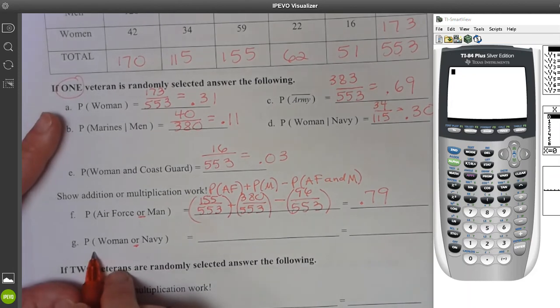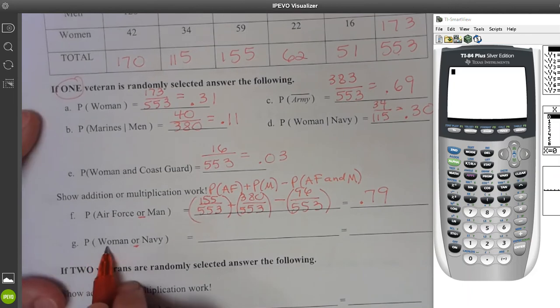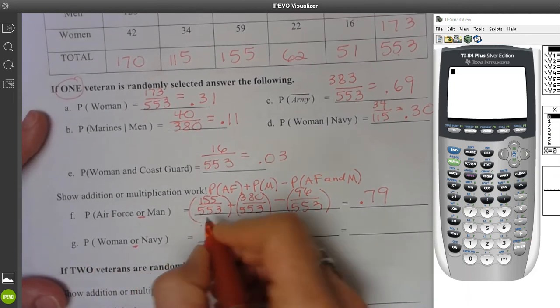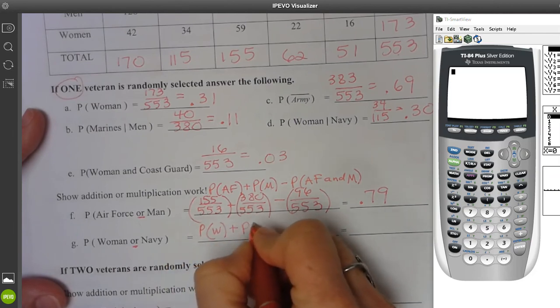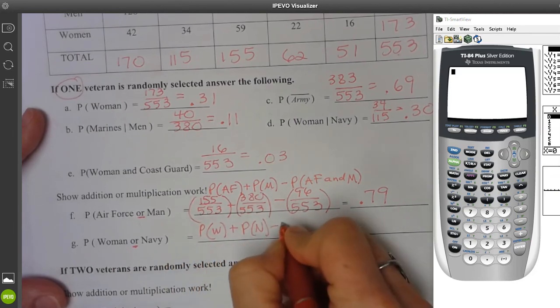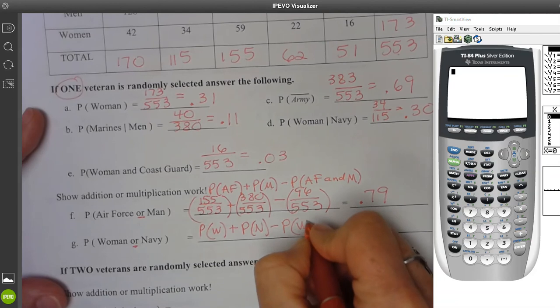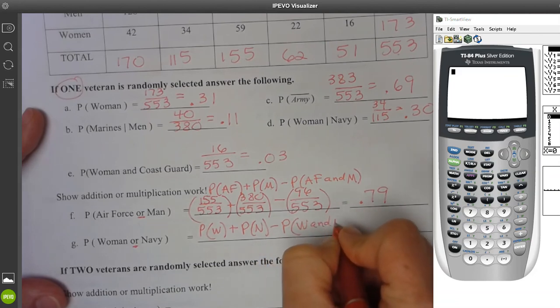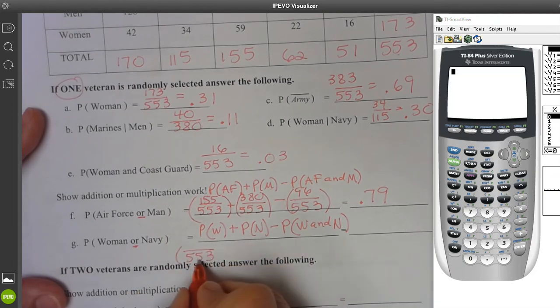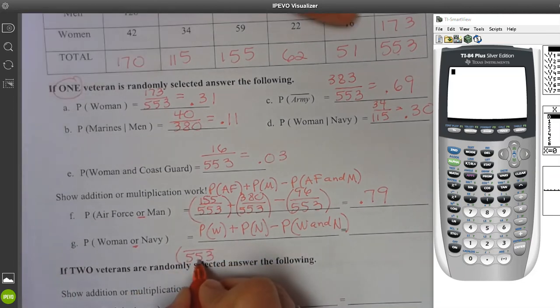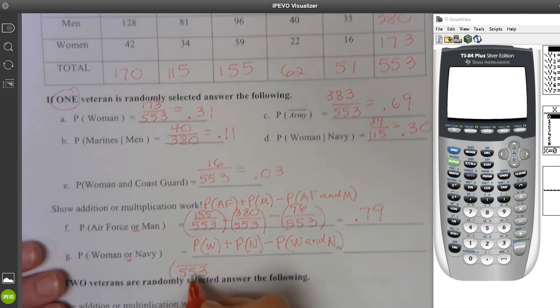The probability of selecting a woman, one person, and that person is a woman or in the Navy, it's going to be the probability of selecting a woman plus the probability of someone being in the Navy minus the probability that the person is a woman and also in the Navy. So that's equal to the probability of being a woman, 553 people. There's a total of 173 women.